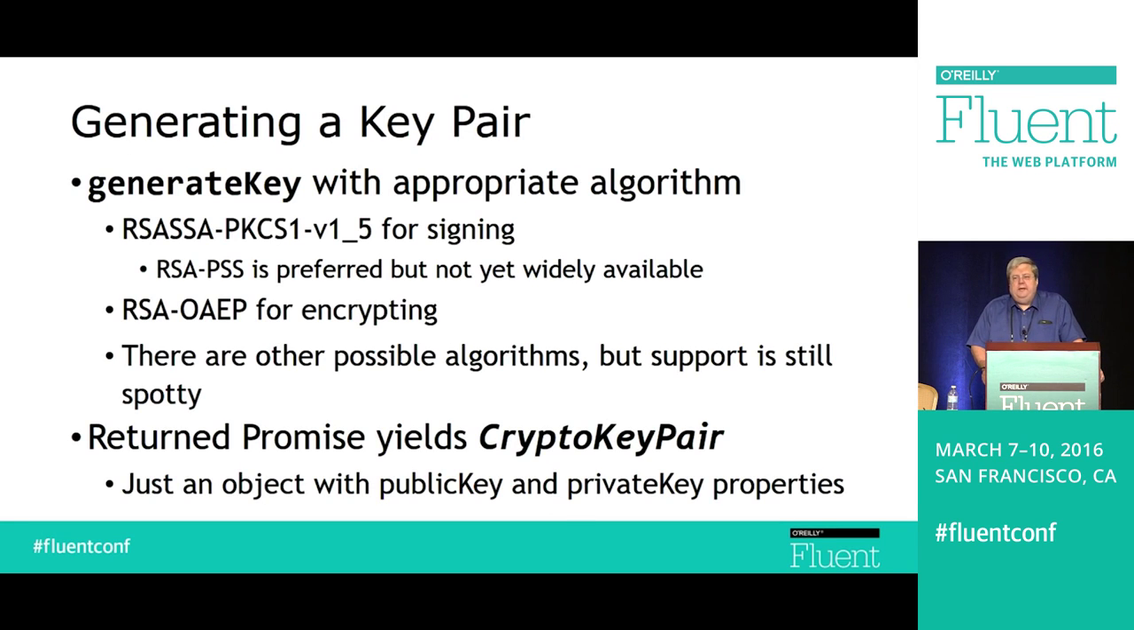All right, so what are the mechanics here? Well, if you want to generate a key pair, you use the exact same method that you used to generate a regular single secret key, the generate key method. But instead of saying, I want to generate this for an AES CBC key of 256 bits, you're going to say, I want to generate this for a particular kind of public-private key pair, namely RSA SSA PKCS1 v1.5.